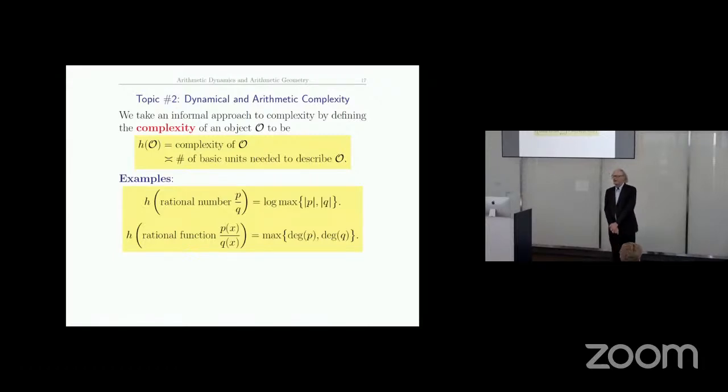Or if you have a rational function, so a ratio of polynomials, then its complexity would be basically how many coefficients there are, which up to a scaling factor is the larger of the degrees of the numerator and the denominator. You could take the sum of the degrees if you prefer, it's just a scaling factor of 2. And the goal is going to be, the objects are going to be the points in an orbit, for example, or the iterates of a map. And we want to know how fast complexity grows when one iterates.